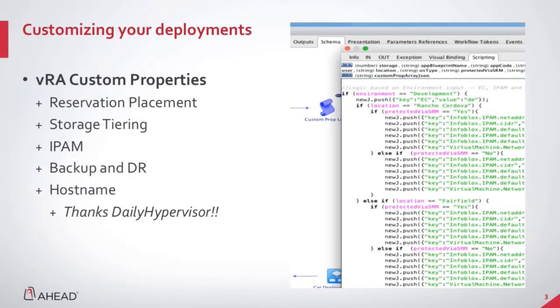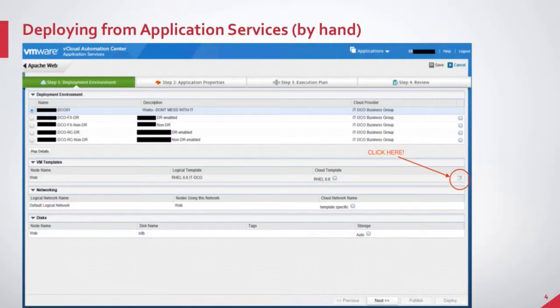When doing a deployment, very often in vRealize, you're using custom properties. You're using them for storage placement, for IPAM, for backup, for sometimes determining what data center a machine is going to land in, and of course for host names. So you have these big scripts that assign all of these custom properties. But in App Services, if you deploy by hand, you get this big deployment profile, and there's this tiny little button that you click to add those custom properties.